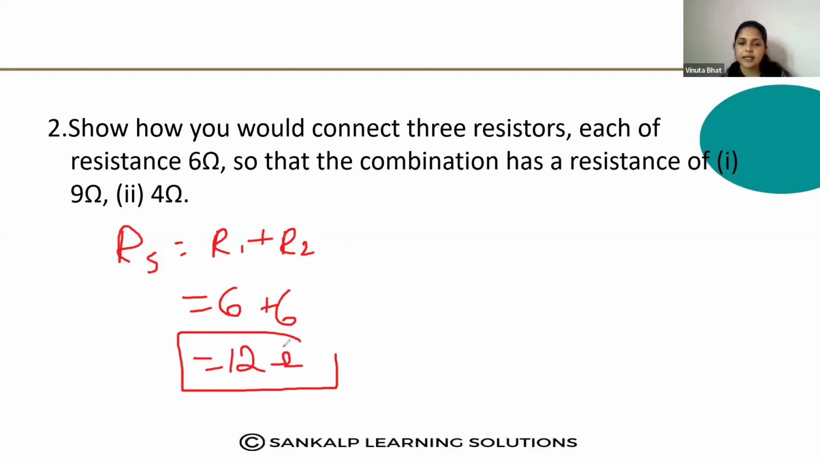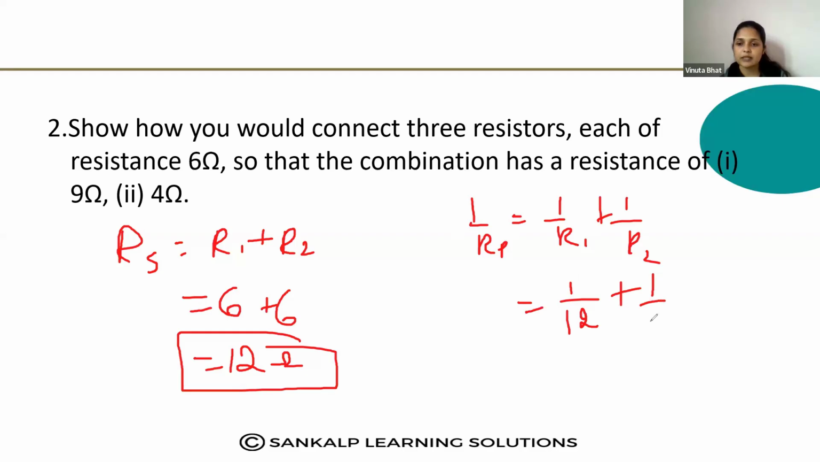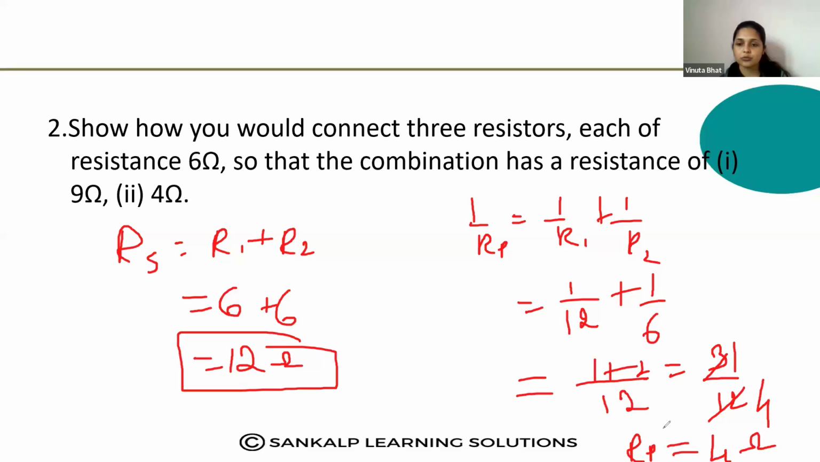And another is connected in parallel to these two resistors. Then 1 by Rp is equal to 1 by R1 plus 1 by R2 formula. Here the total resistance of the resistors connected in series is 12 ohm, plus 1 by 6. Then 12 divided by 1 plus 2, that is 3 by 12. 3 ones are 3, 3 fours are 12. So Rp, the total resistance, is equal to 4 ohm.